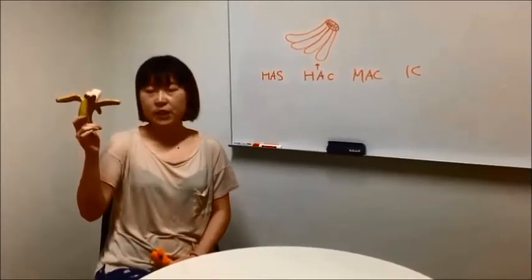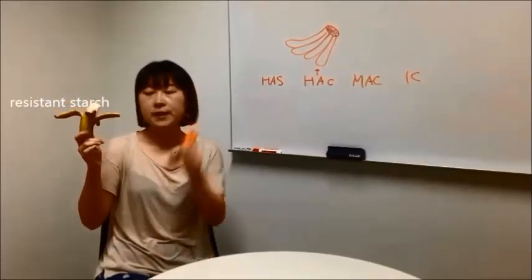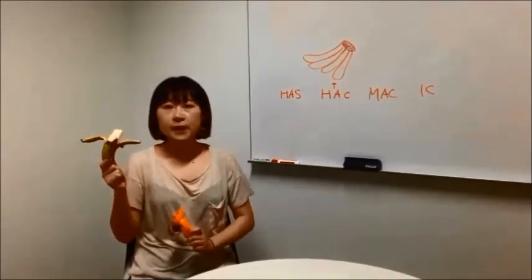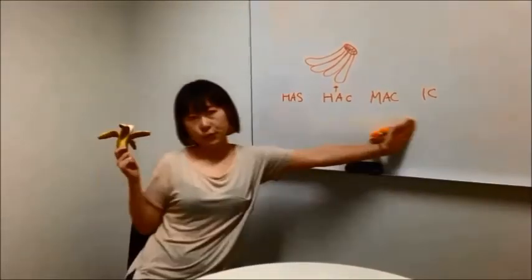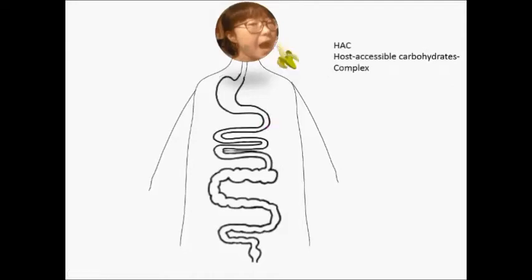And green banana has a lot of resistant starch, which is a type of fiber, and it can be degraded by our gut microbes. To better understand this interaction, we categorize our carbohydrates into 4 groups. The first group is HAS, for example simple sugar, is fully digested in the upper gastrointestinal tract. HAS is not what we call fiber.